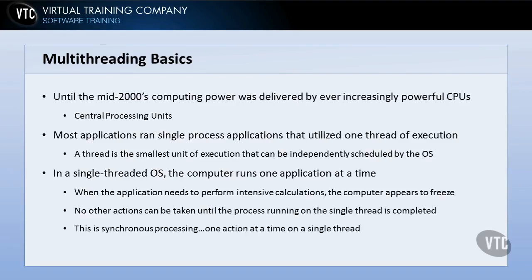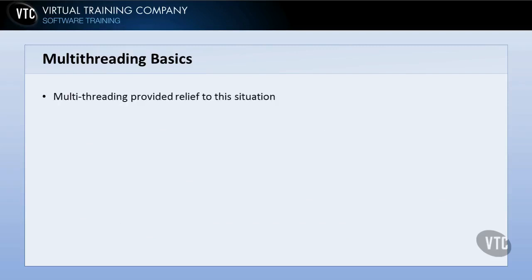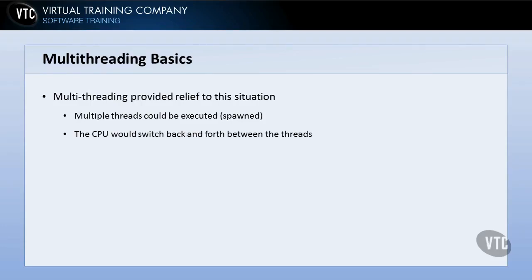Now this is what's called synchronous processing. One action at a time on a single thread, and we lived this way for quite a long time. Multi-threading provided relief to this situation because, just like our own brains, most of the time we're not using the CPU anywhere near its full potential. And so we could spawn multiple threads and run different functionalities on those different threads. And the CPU would just switch back and forth between the threads. So while we were multi-threading, we were not really running two things in parallel. We were simply allowing the CPU to switch back and forth between these threads and execute different pieces of them.